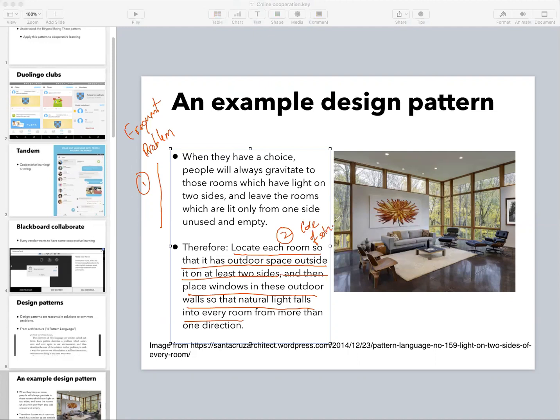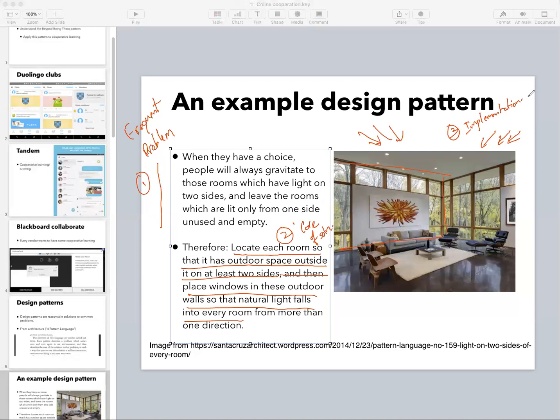Here is one particular example of how an architect has solved it. Here is one side of the room where there is light streaming in, and here is another side of the room where light is streaming in. And I have to say, this room looks a lot nicer than the room that I'm in. Given a choice, I'd probably move to this room. So going back to our definition, here are the three parts: the frequent problem, the core of a solution, and implemented differently, or a diversity of implementations.